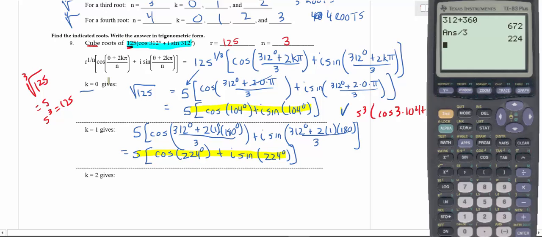Okay, then the next one, we're going to go to k is equal to 2. So we're going to say 5. Again, the cube root of 125 is 5. Then we're going to say the cosine of 312, go back to this original formula, 312.